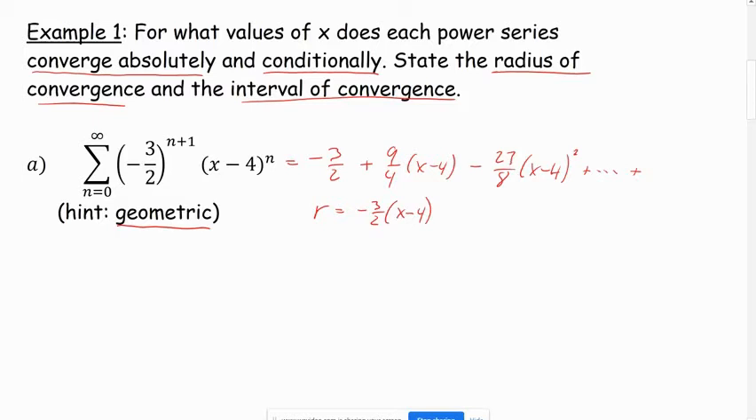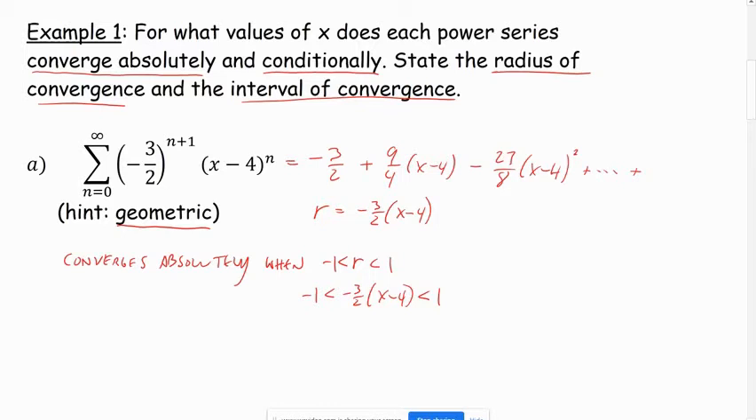And we decided in a previous chapter that a geometric series will converge absolutely whenever the common ratio is in between -1 and 1. That's true for all geometric series. They'll converge absolutely when the common ratio is between -1 and 1, not including -1 and 1. And so we put negative 3/2 times (x minus 4) in between -1 and 1 and solve for x.